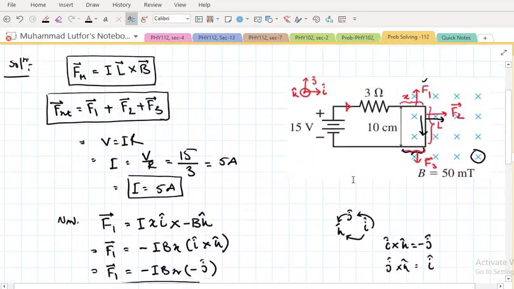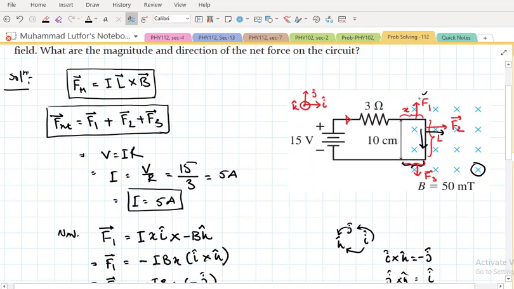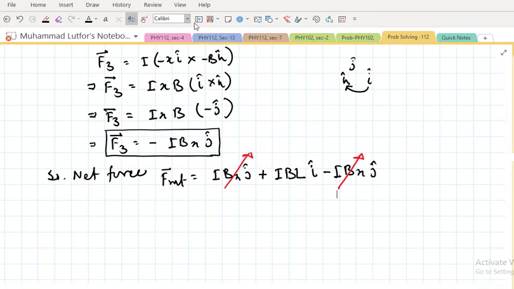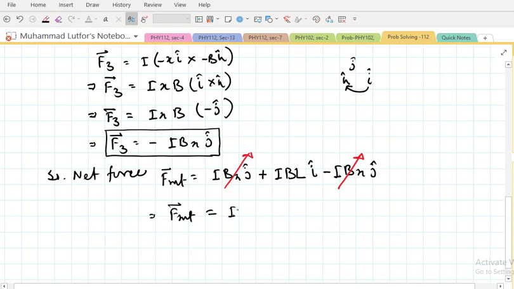You can also find that from the figure, because this F1 is towards the upward direction, this F3 is towards the downward direction, and they have the same length and same current. So the force on these two segments will be the same. They will be cancelled out. So then I'll find the resultant force would be only provided by segment 3. So F net would be basically I B L into I hat. The net force will be towards the positive X direction.